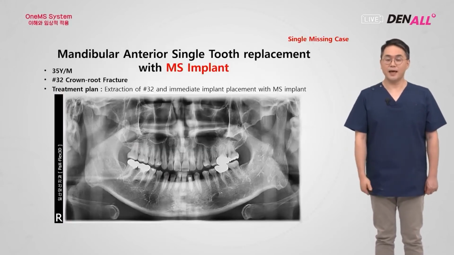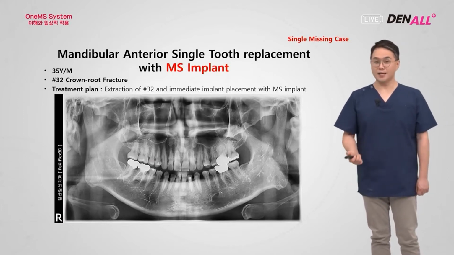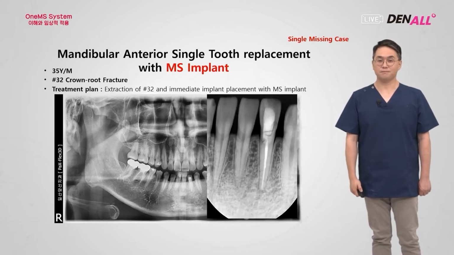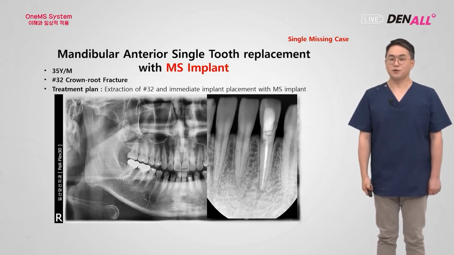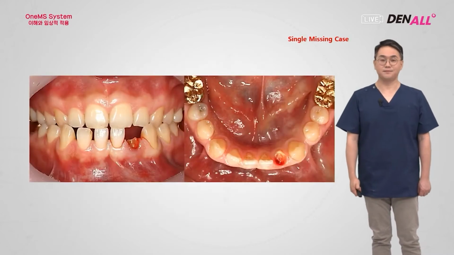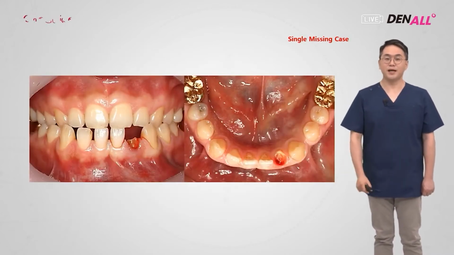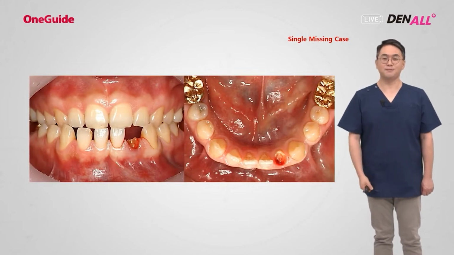So let's talk about an MS implant case. Here, number 32 had fractured while eating. On the PA, you can see the fracture line. There is a fracture, and the crown that was moving was removed and the root was remade.